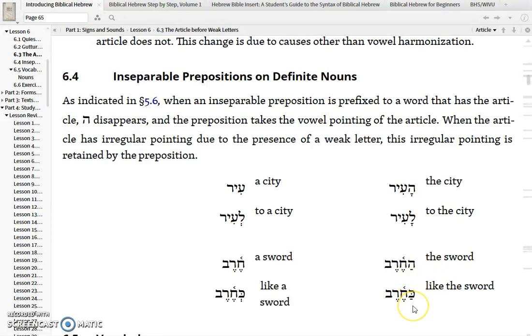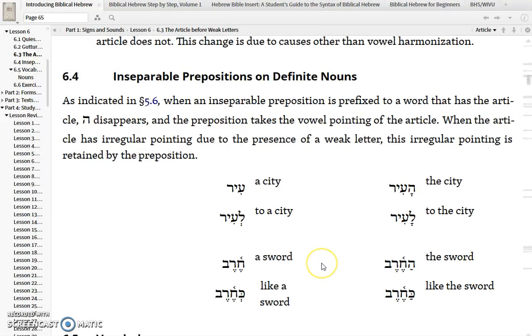But then when you add the preposition ka, as or like, it will supplant the hey. And again, the only indication that it is like the sword is the vowel, the patah. If you still have a shavah, it would be like a sword. If you have a patah, it would be like the sword.